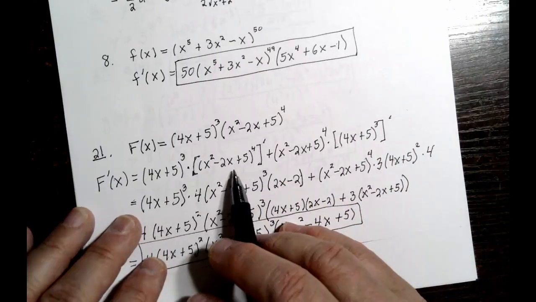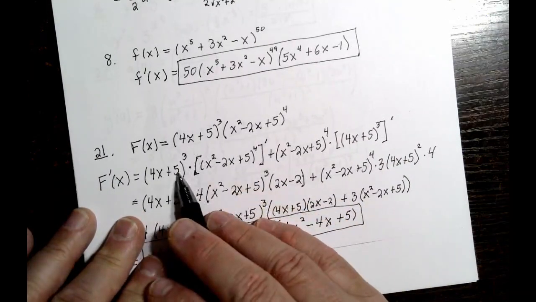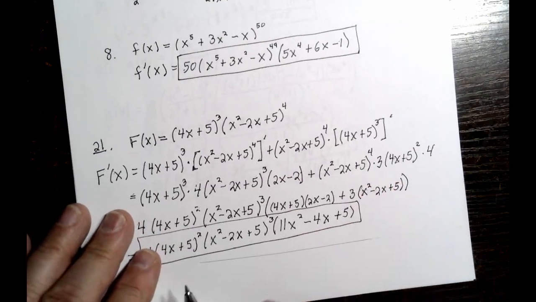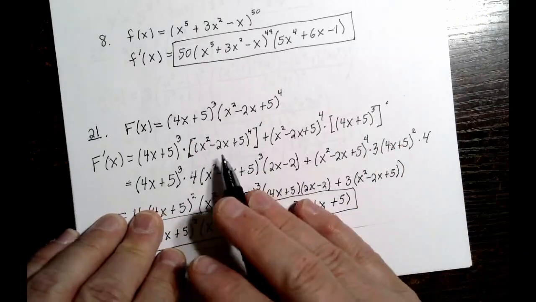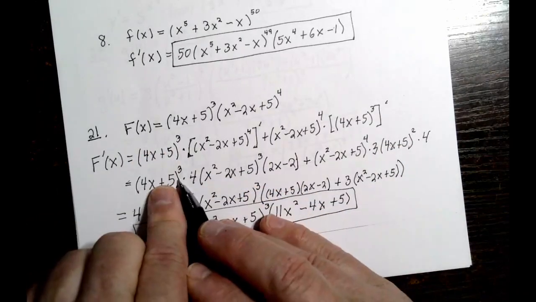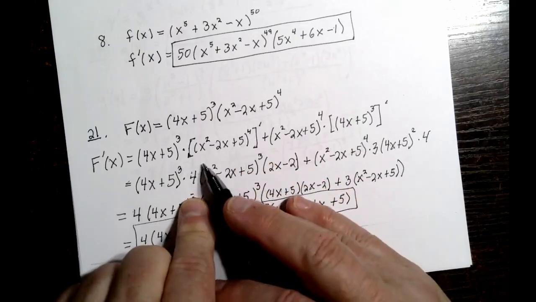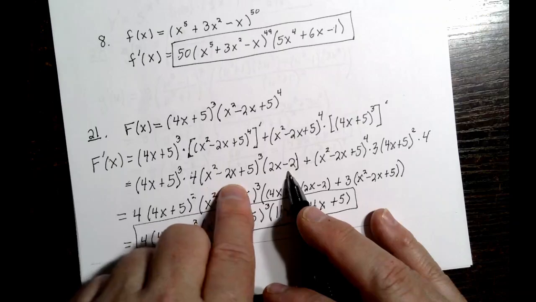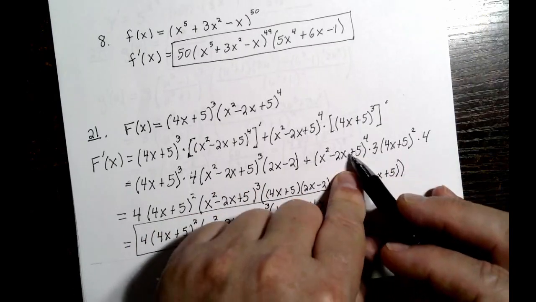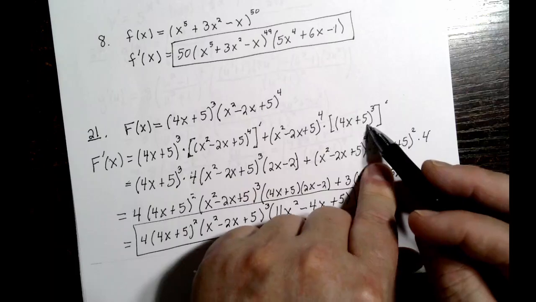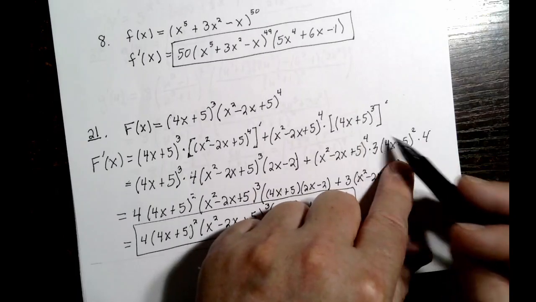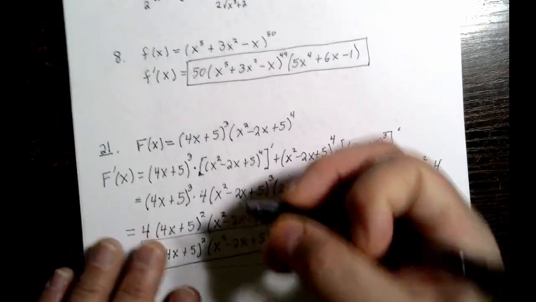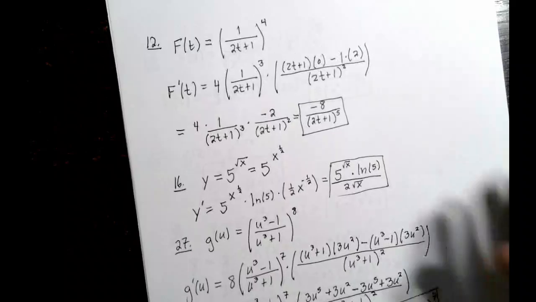This one, you're going to use the product rule first. You're going to say the first times the derivative of the second, plus the second times the derivative of the first. And now when you take these two derivatives, you're going to use the chain rule. So this first one is untouched. This one has a 4 out front. This one untouched to the third, times the derivative of what's inside, 2x minus 2. This one's untouched. This one is 3 times this to the second, times the derivative of what's inside, which is just a 4. And the rest of this is just simplifying it down.